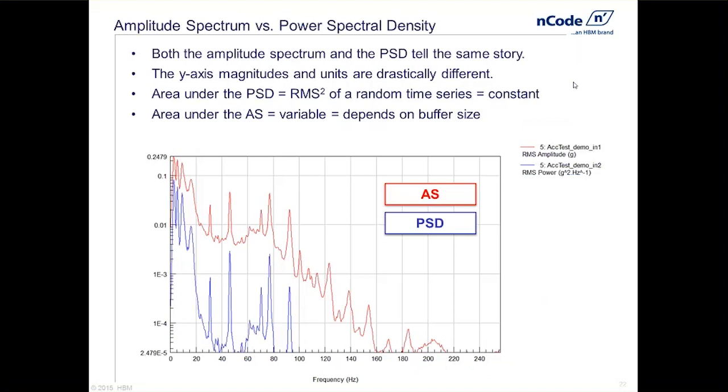We saw earlier that the area under the PSD is going to be the RMS squared of our random time series data, which is constant. However, the area underneath of the amplitude spectrum is going to be variable. It's going to depend on your buffer size. So as you're processing your time series data and looking at it in the frequency domain, you can change that. You will still see, however, some of these very significant peaks that are appearing in both of the amplitude and the power spectral plots.